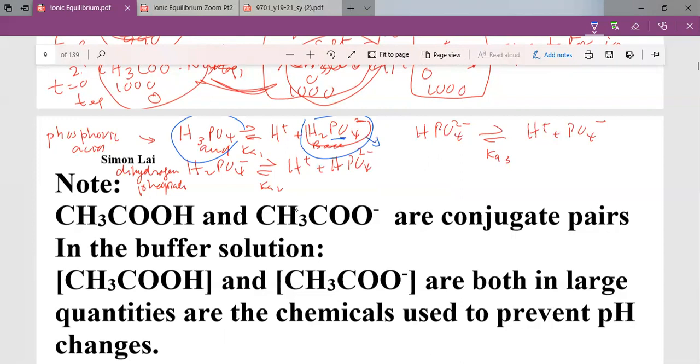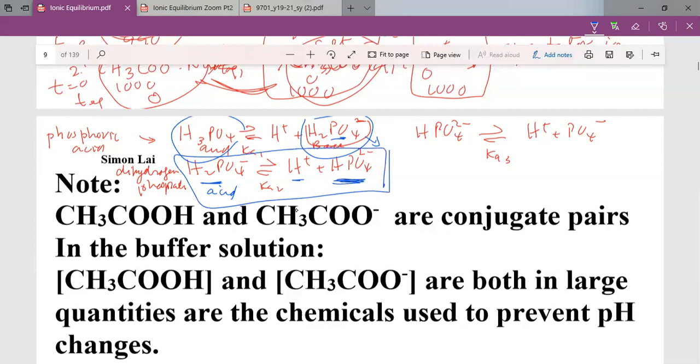So if this goes backwards, this acts as a base. If you go forward here, it acts as an acid. For this equation, it acts as an acid. That means you must know which equation to write, because it's a proton donor. But this is the most famous one. You can see afterwards this pair.